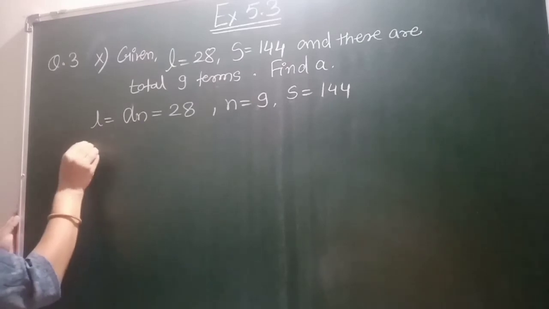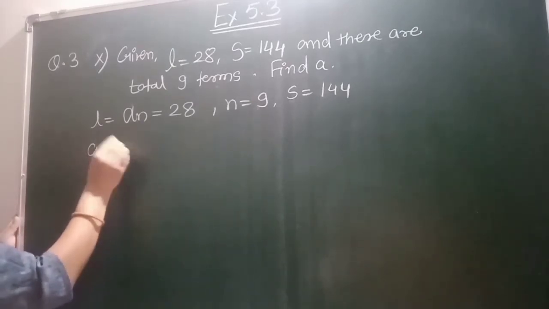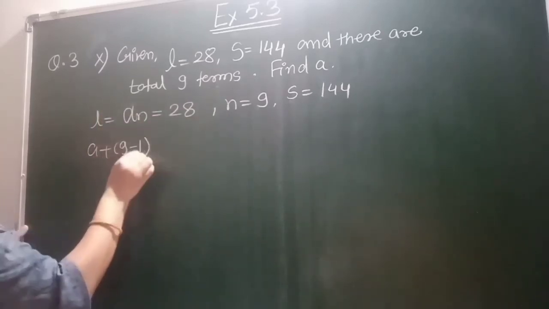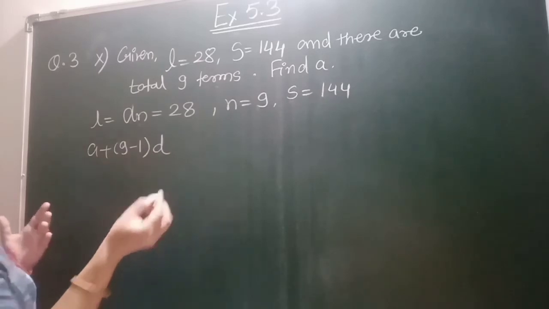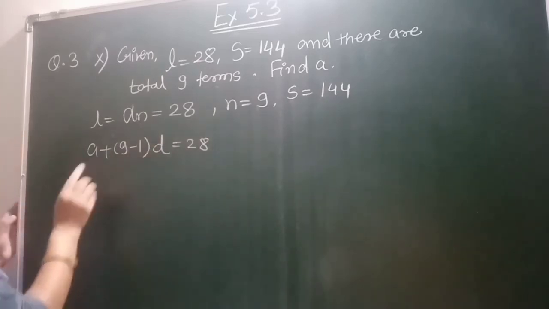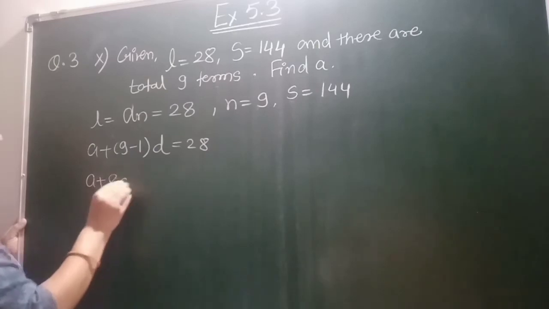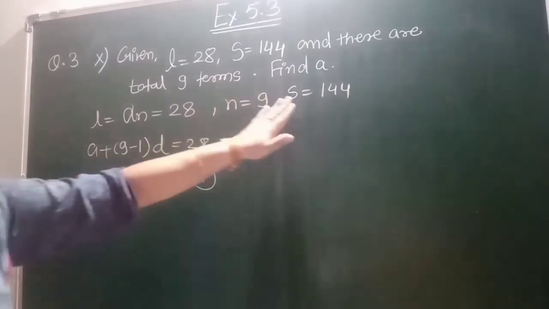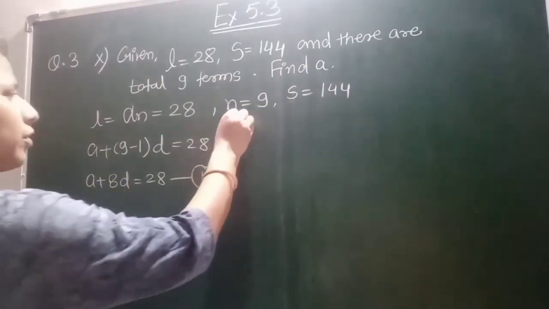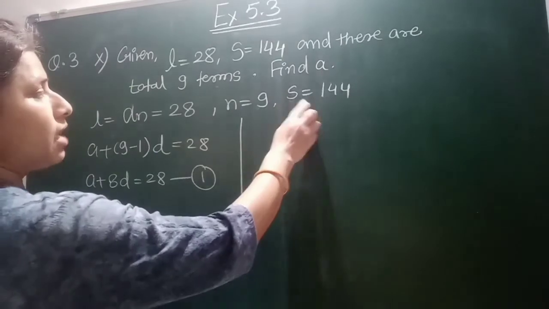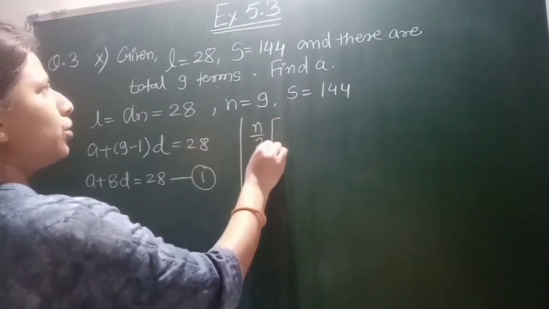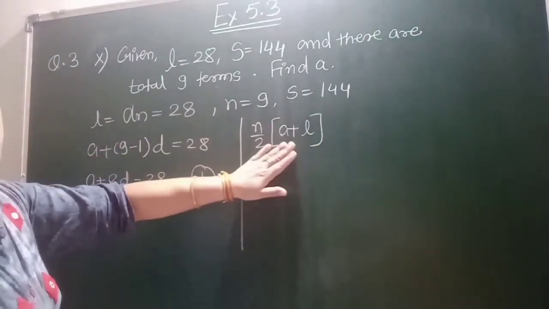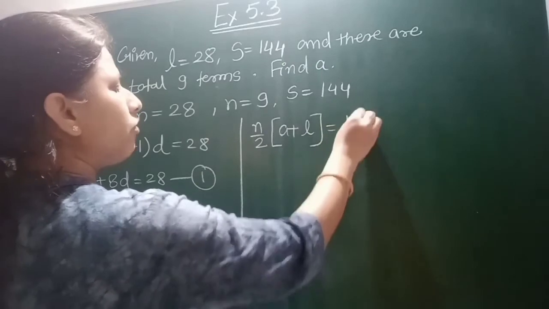So first we will use this a plus, what is the value of n? 9 minus 1. 9 minus 1 into d. d is unknown here, which equals 28. Simplify this. a plus 8d equals 28. This one is our first equation. Now we will use here S equals 144. For that we will apply the formula for the sum of 9 terms. Formula n upon 2 into a plus L. We will use here the second form of this formula, equals 144.